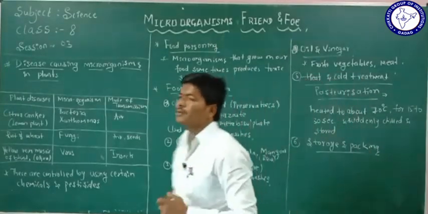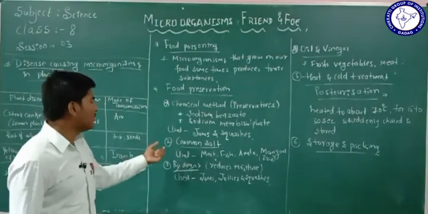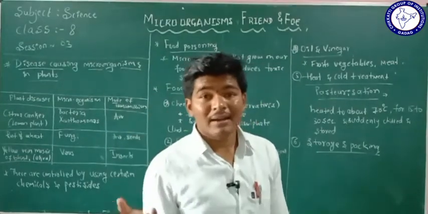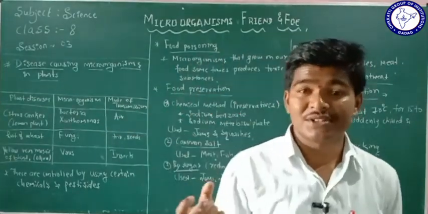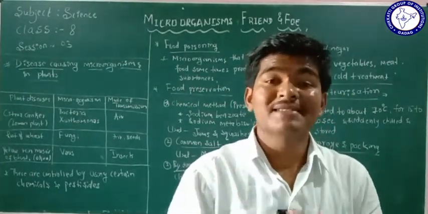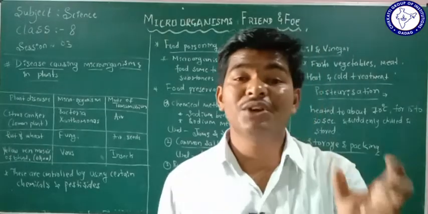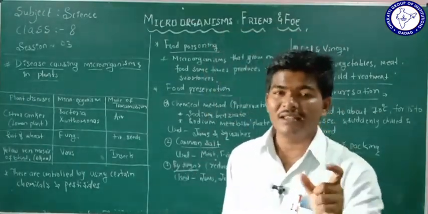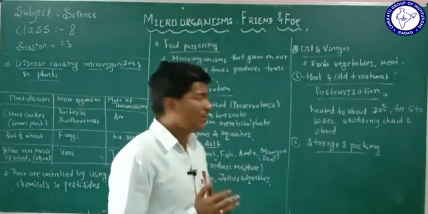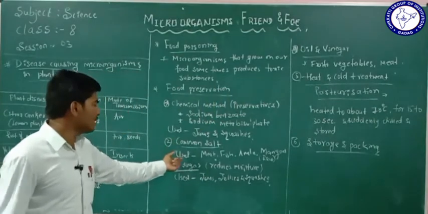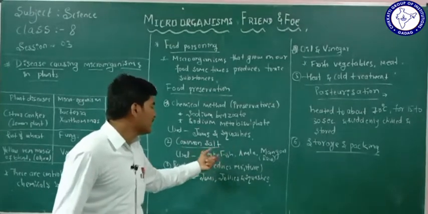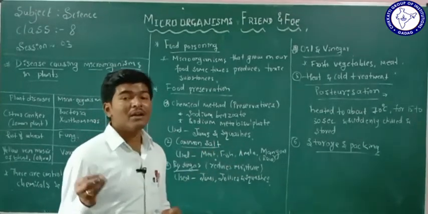Another method we use to preserve food is common salt. See, when you go to the market to buy fish, the seller applies some salt on the fish. Why does he apply the salt? Because salt is one of the preservative materials we use to preserve food. So common salt is used in meat, fish, amla and mangoes. To preserve foods like meat, fish and amla for a long time, we use salt.